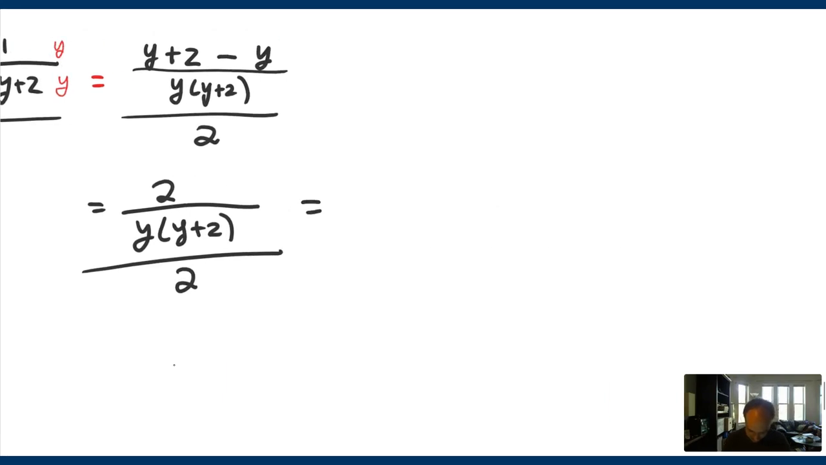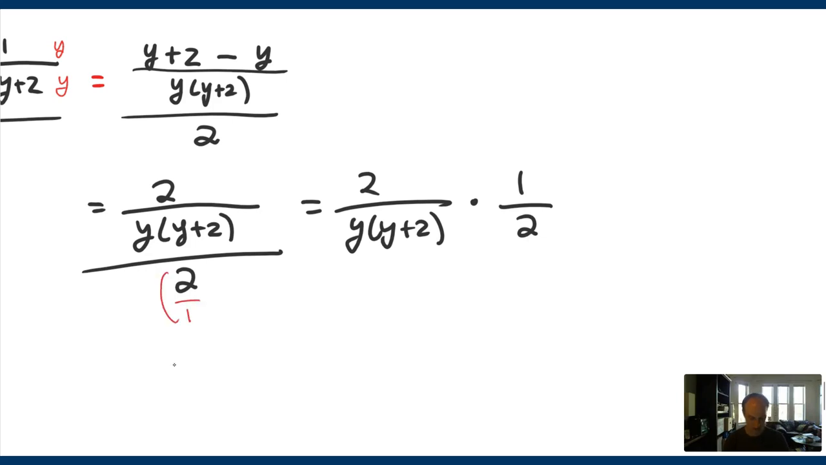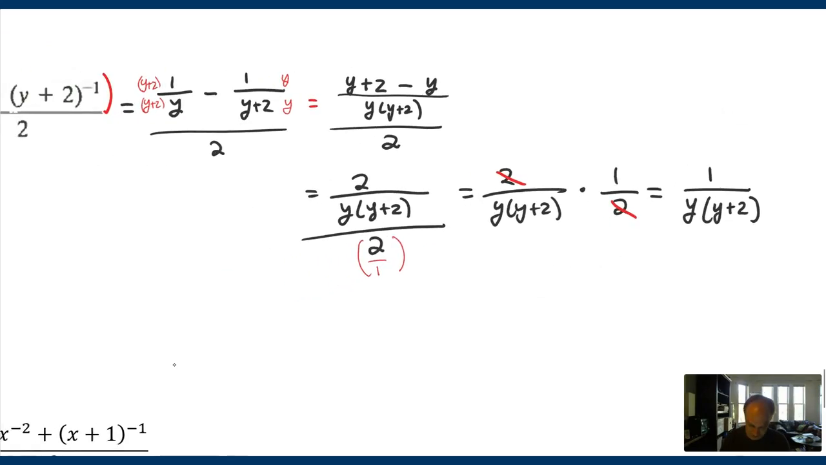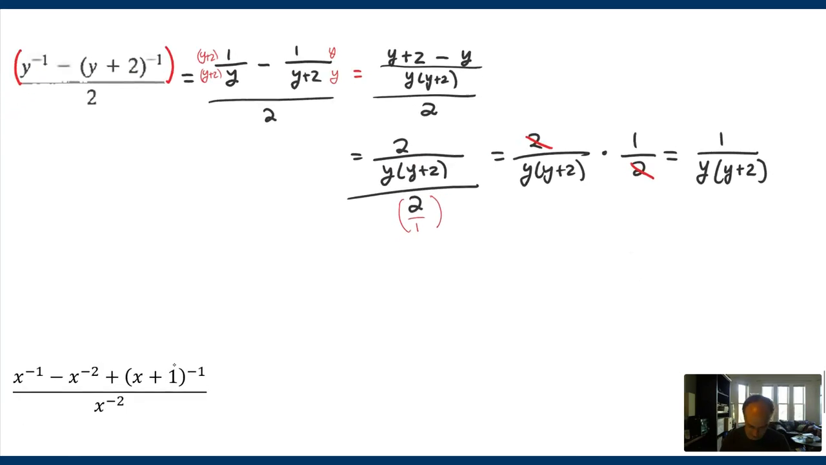And that's the same as 2 over y plus 2 times 1 over 2. If you have a hard time seeing that, maybe think about that as 2 over 1, so the reciprocal multiplied by. And hey, take a look, 2 and 2. So we've really got as a final solution here y and y plus 2. Job done. So dealing with negative exponents, not really that bad.